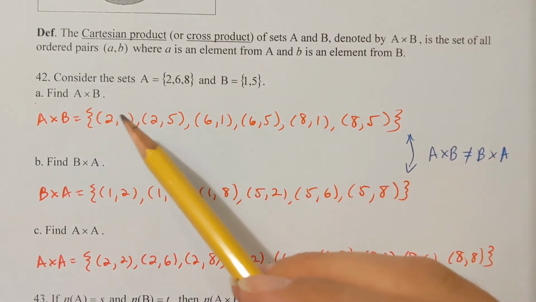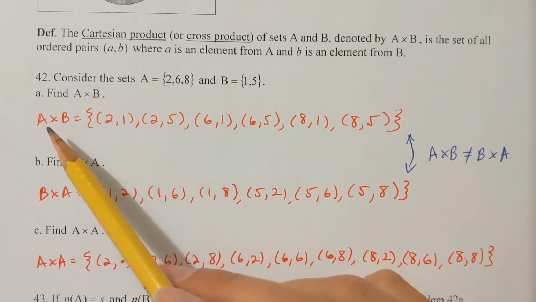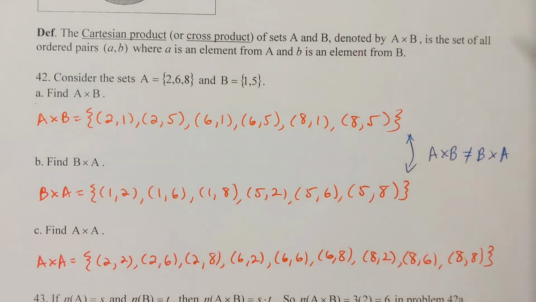So A cross B is a set of ordered pairs. Any element coming from the first set needs to be listed first. Any element coming from the second set needs to be listed second. Okay, now I'm using ordered pairs, so order is important.